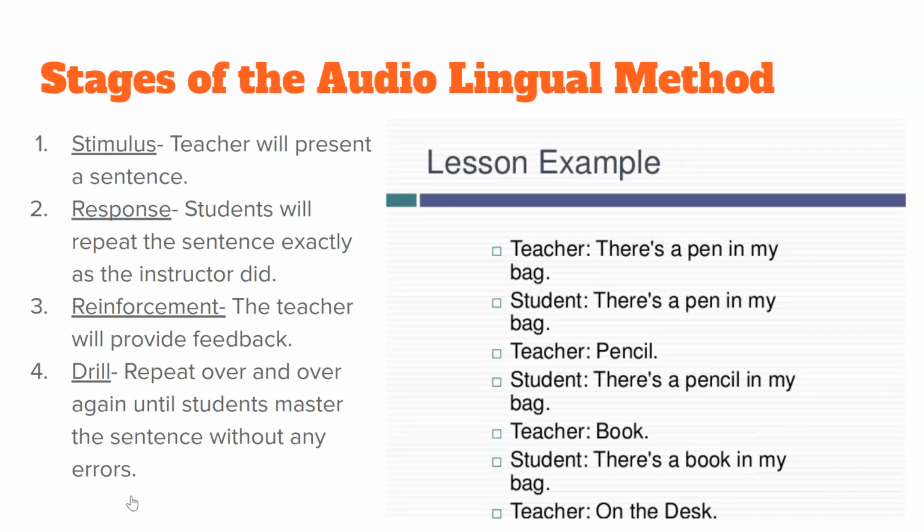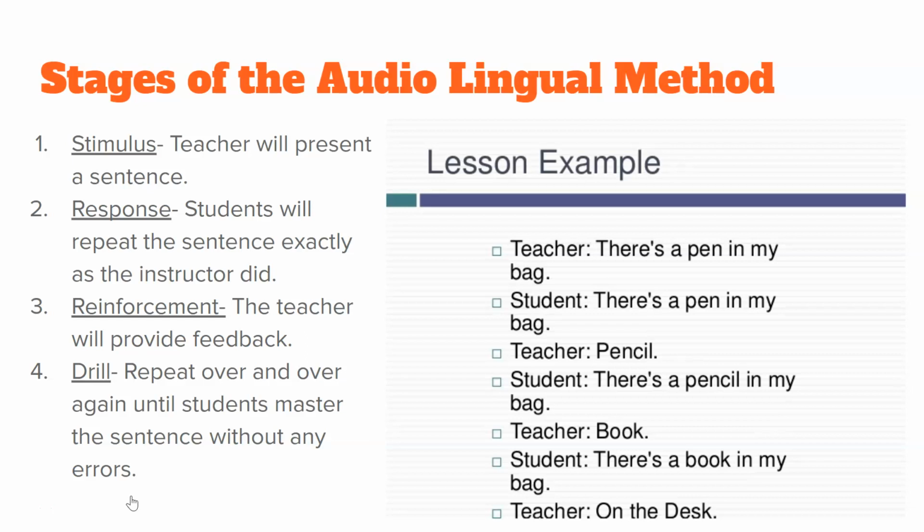So the example would start with the teacher saying, there is a pen in my bag. The student would follow up, there is a pen in my bag. Then the teacher would say, pencil. There is a pencil in my bag. The teacher would say, book. The student would say, there's a book in my bag. Then the teacher would say, on the desk, and the students would say, there is a book on the desk. So this is going through a stimulus, a response, a stimulus, a response.